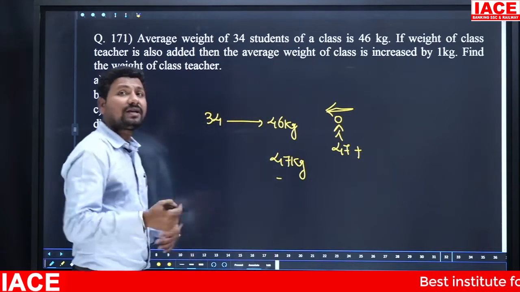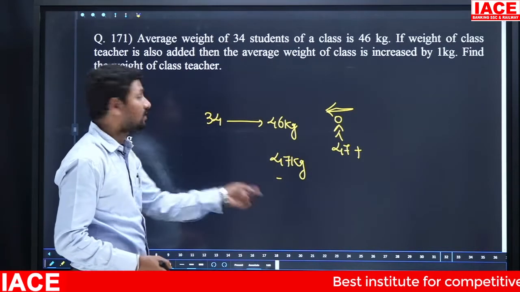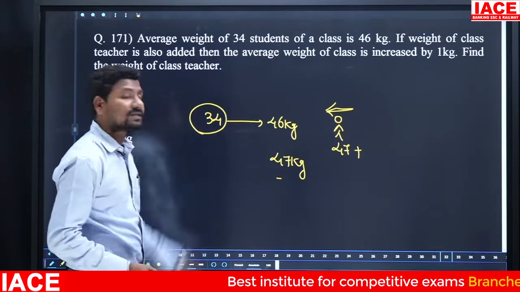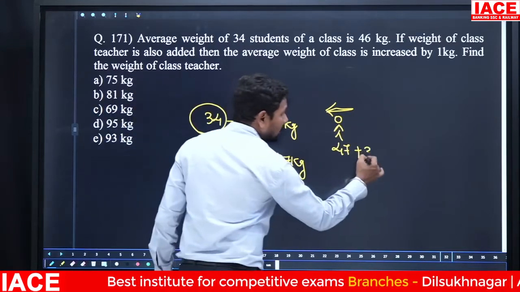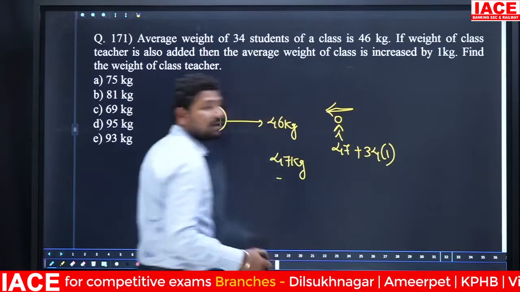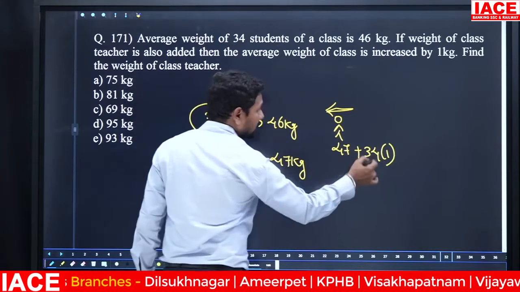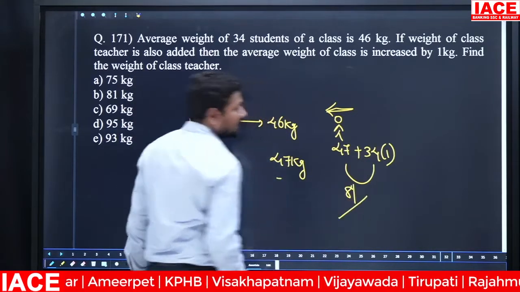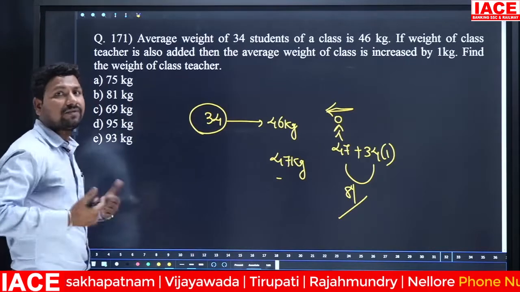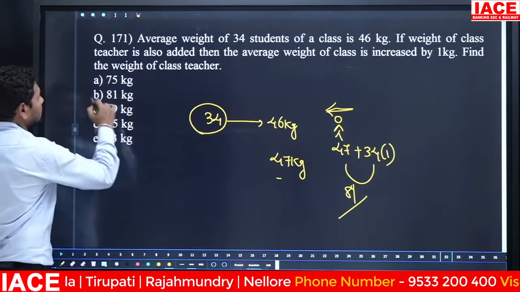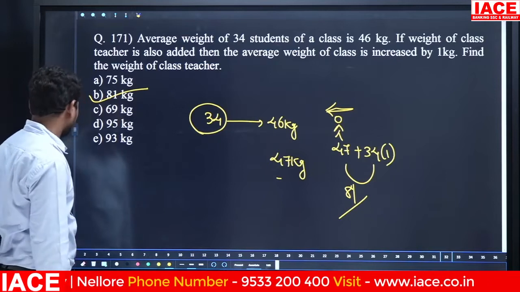47 kgs means he already has 47 kg. Then he is distributing his extra kgs also. Extra is distributing to how many members? 34 members. Each person increased by how many kgs? 1 kg. 34 into 1 is 34. 34 plus 47 is equal to the teacher's weight. The teacher's weight is 81 kgs. 81 kgs means option B.